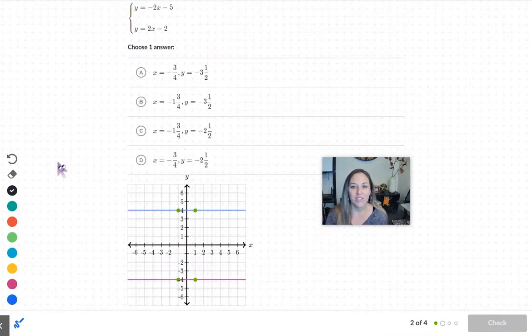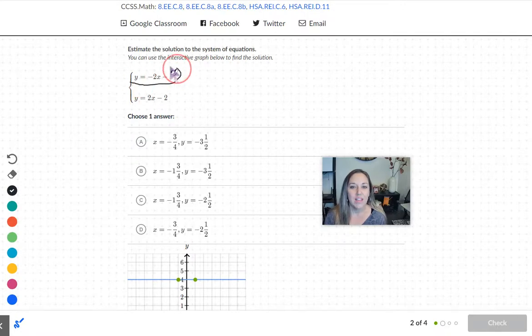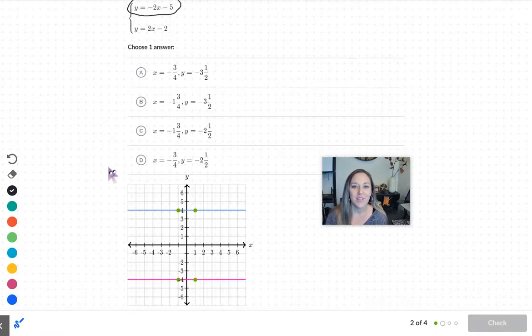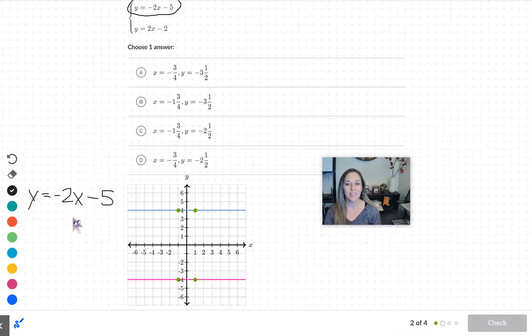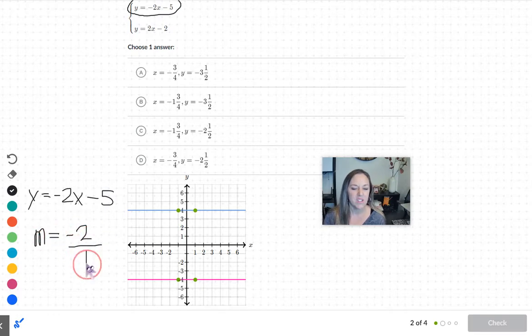Here's the graph down here. So we have, let's do y equals -2x minus 5. Y equals -2x minus 5. What is the slope and what is the y-intercept? Okay, what is the slope? And what is the y-intercept? All right, so the slope was -2. And remember, for graphing purposes, I'll put a 1 under it. And then the y-intercept was -5.